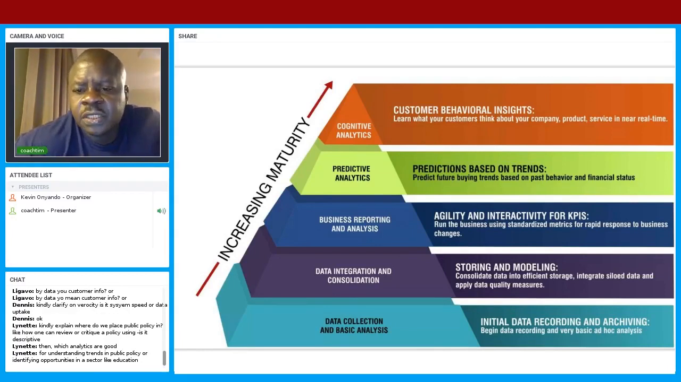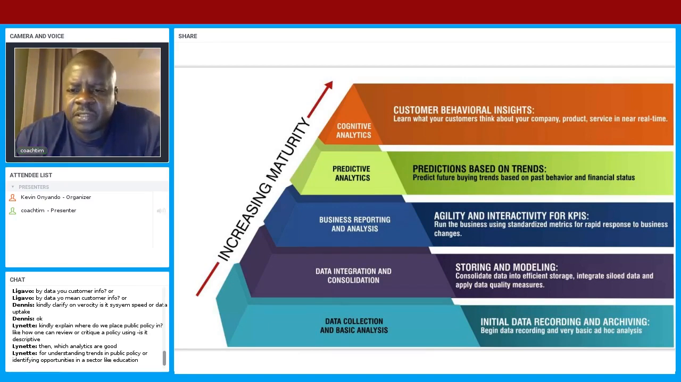There's also data integration and consolidation. This is the part of storing and modeling. You'll look at how to store data efficiently, how to integrate siloed data, and apply data quality measures, also a critical part for making wise analytics. There's a part that some of you are already doing now, which is business reporting and analysis.